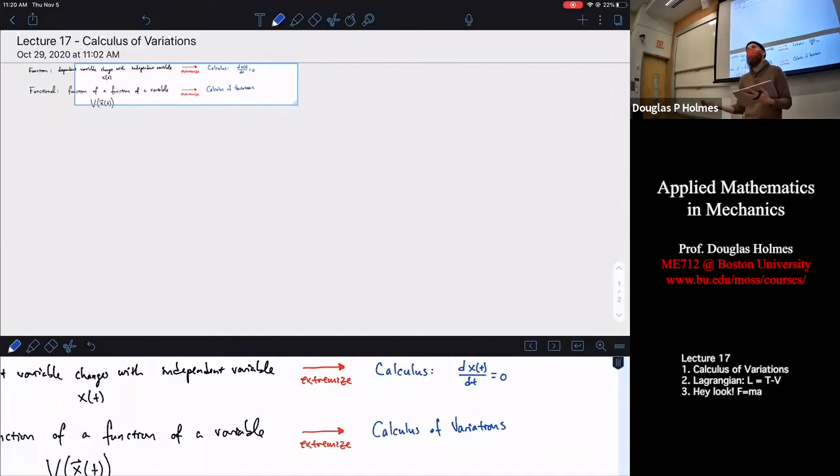What's an action? An action is you take the kinetic energy and you take away the potential energy and you integrate that between two times. So I take a ball, throw it up in the air, catch the ball. Time 1 is going to be when I let go of it. Time 2 is going to be when I catch it. I can write down the kinetic energy at all points of time, and I can take away the potential energy at all points in time. Carrying out that integral is my action. The principle of least action says that the motion of that ball is going to be dictated by whichever action has the smallest value.